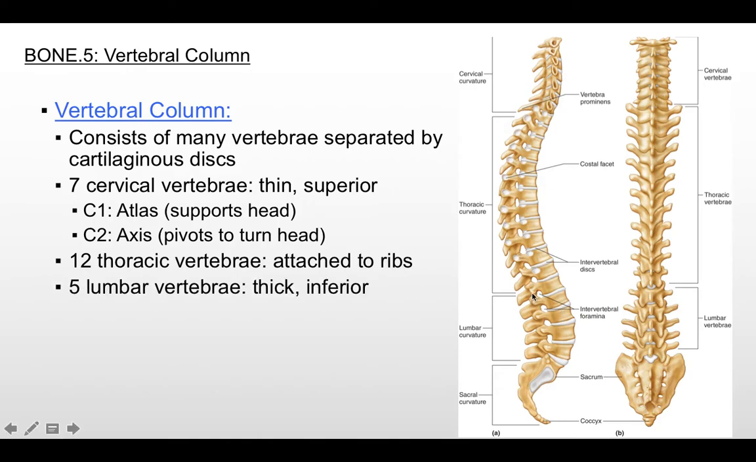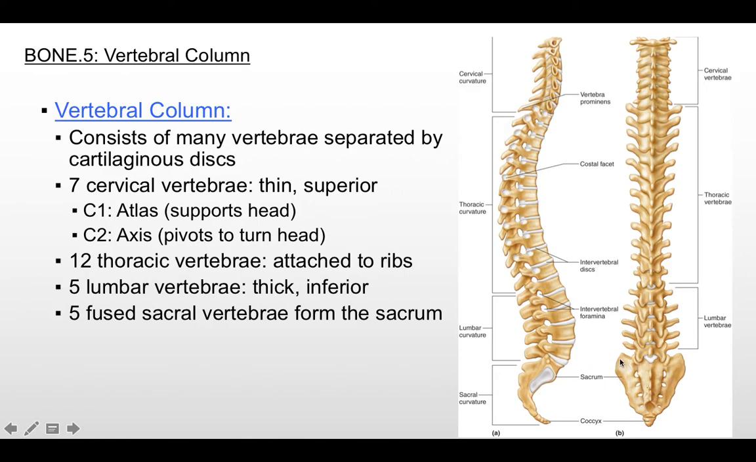We have 5 lumbar vertebrae, which are much thicker than the other ones. The cervical were thin, the thoracic were average. The lumbar vertebrae support a lot of body weight, and so they have to be large and load-bearing, and there's only 5 of them.